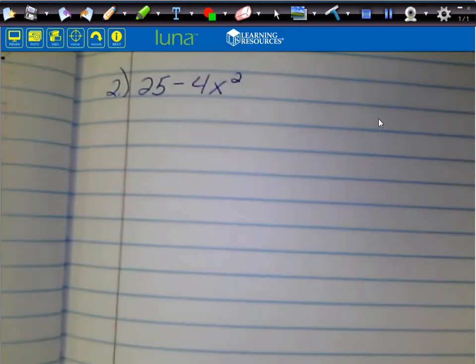Okay, go ahead and write down number 2. Number 2 says 25 minus 4x squared. So I have a binomial here, so the first thing I need to do is look for a GCF.